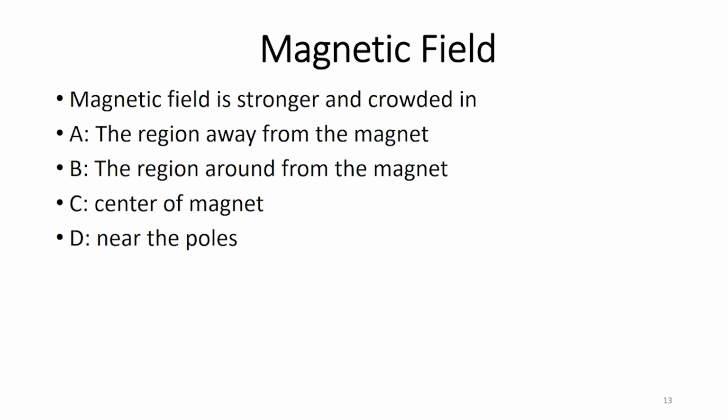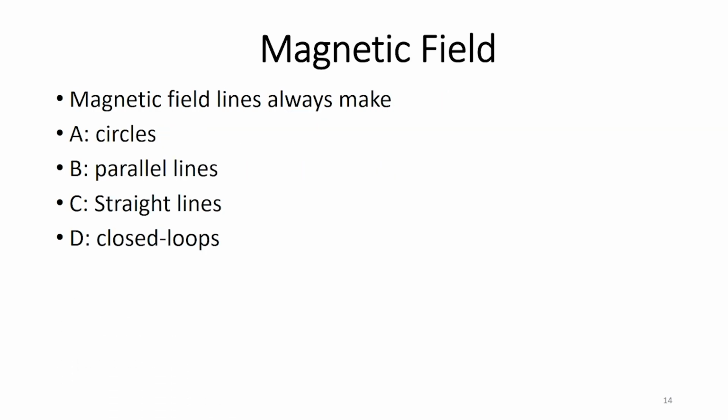Magnetic field is stronger and crowded in the region away from the magnet, the region around the magnet, center of the magnet, or near the poles? Answer: near the poles. Magnetic field lines always make circles, parallel lines, straight lines, or closed loops? The answer is closed loops.